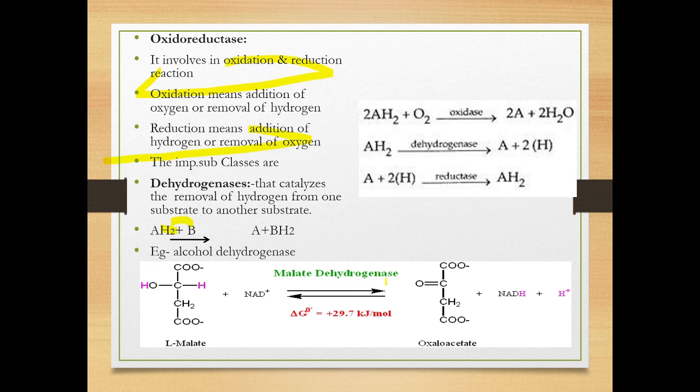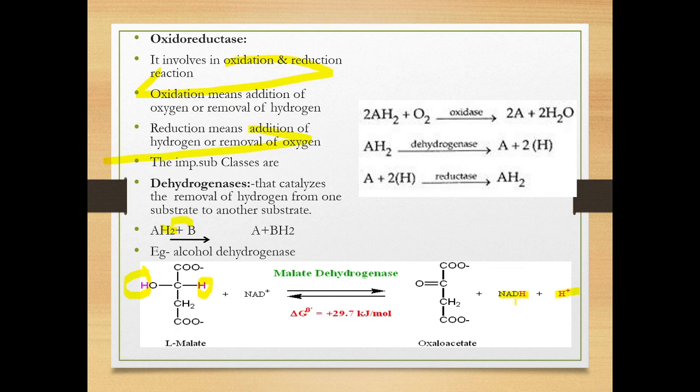Malate dehydrogenase removes these two hydrogen atoms and the product becomes oxaloacetate, and the hydrogens are transferred to NAD. NAD receives the hydrogen atoms and becomes NADH and H plus. Clear? So these two hydrogen atoms are removed by the dehydrogenase and transferred to NAD. So this is one of the examples for dehydrogenase.